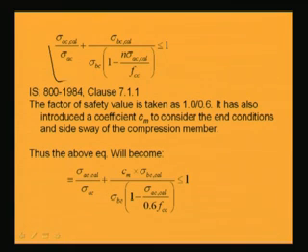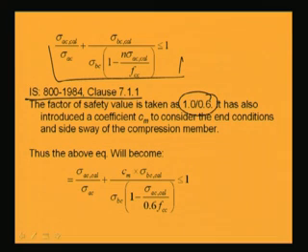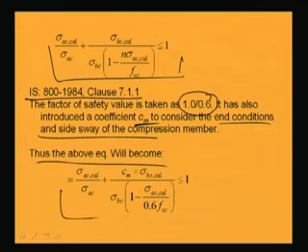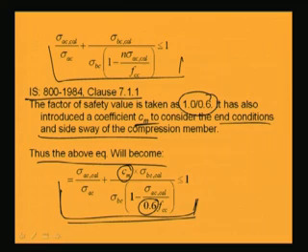If we modify, the value will become like this, and as per clause 7.1.1 in the 1984 code, the value of n is 1/0.6 and Cm is given in the code. Cm is a coefficient introduced due to the end condition and side sway of the compression member. The value of Cm depends on the end condition and the side sway of the member. Thus the above equation can be written in this way, with the Cm factor and n equal to 1/0.6. If we introduce these two, the above equation will become like this.